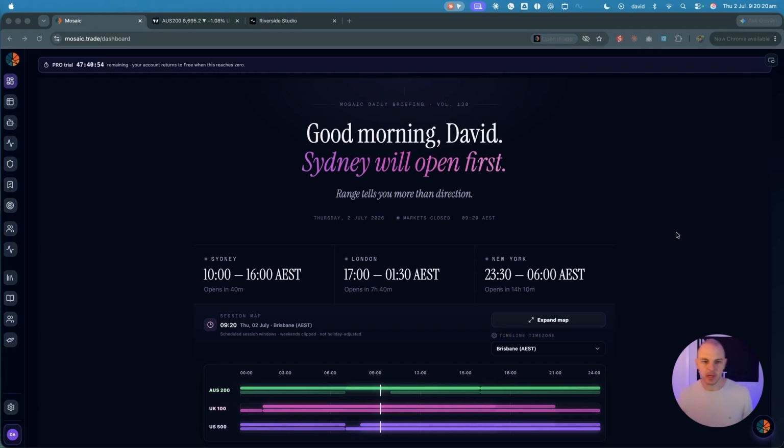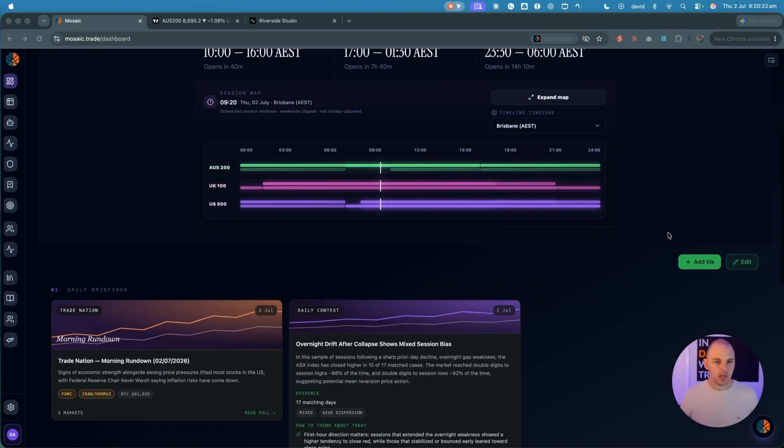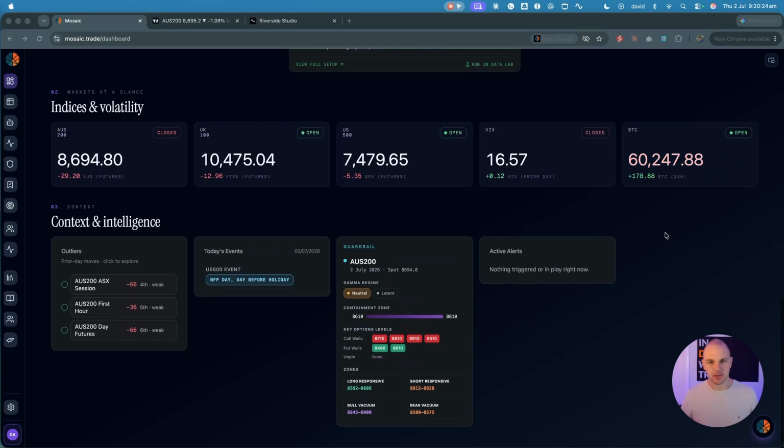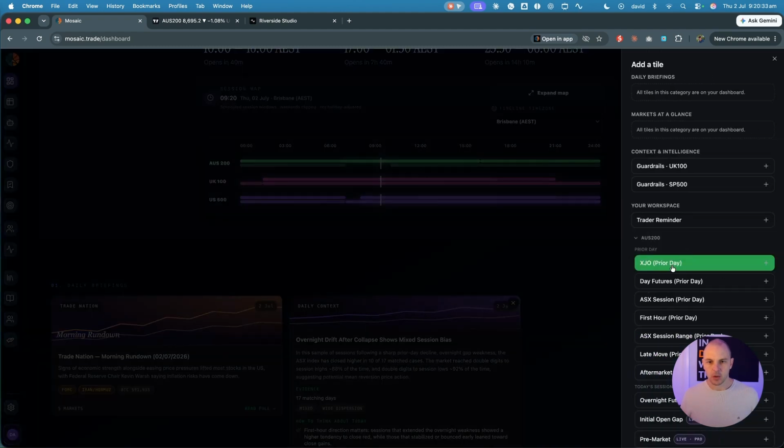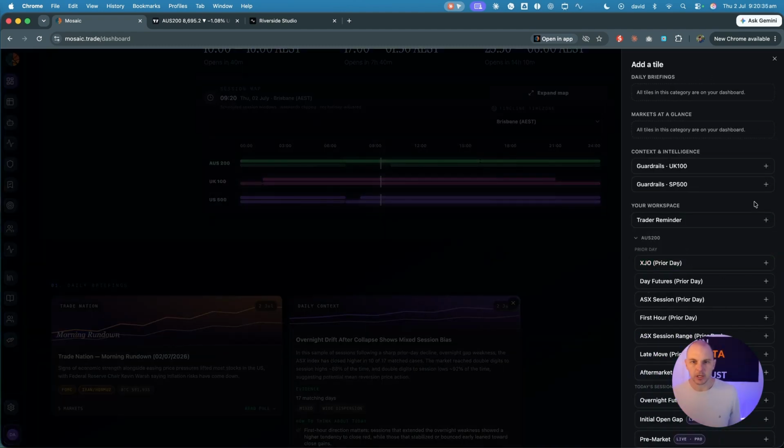Okay, so where to from here? The next thing I want to do is essentially make this dashboard mine. I want to customize the dashboard so that it reflects what I want to see when I log in the morning. If we go to the add tile button on the dashboard, for me, I just want a snapshot of what's happened yesterday and overnight.